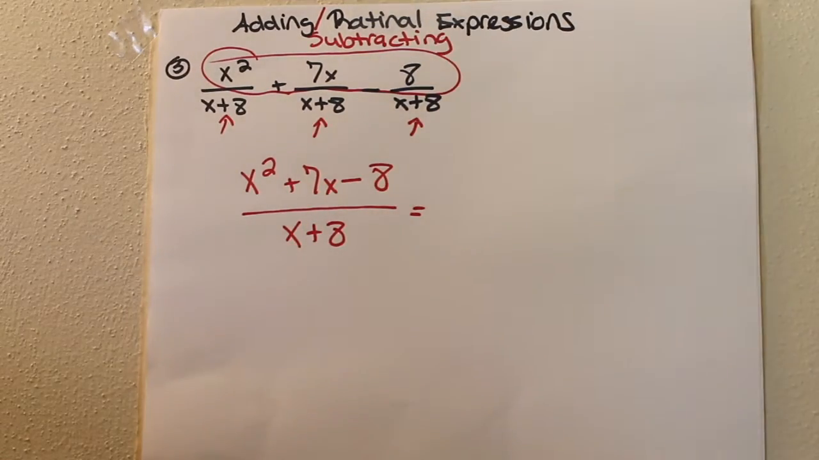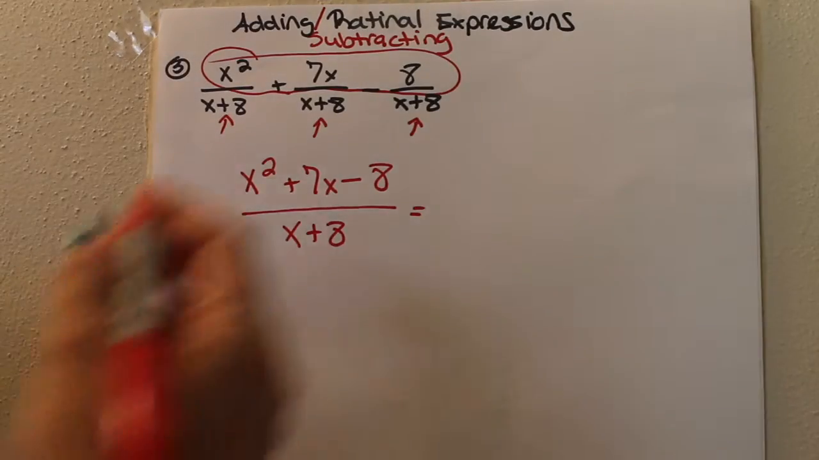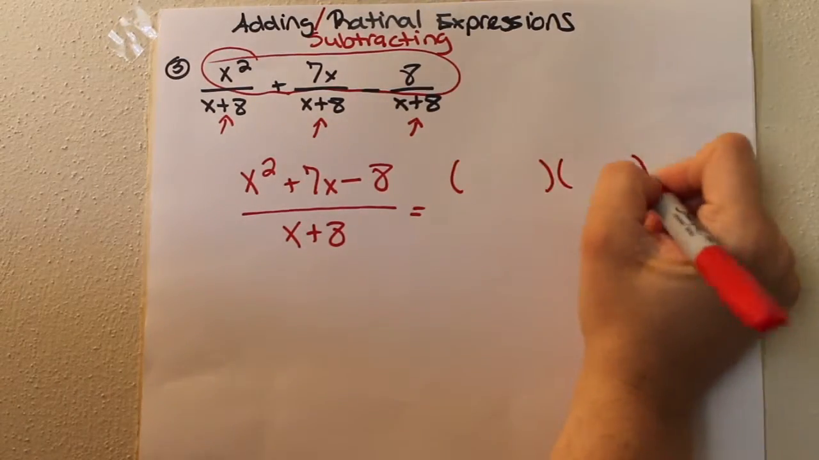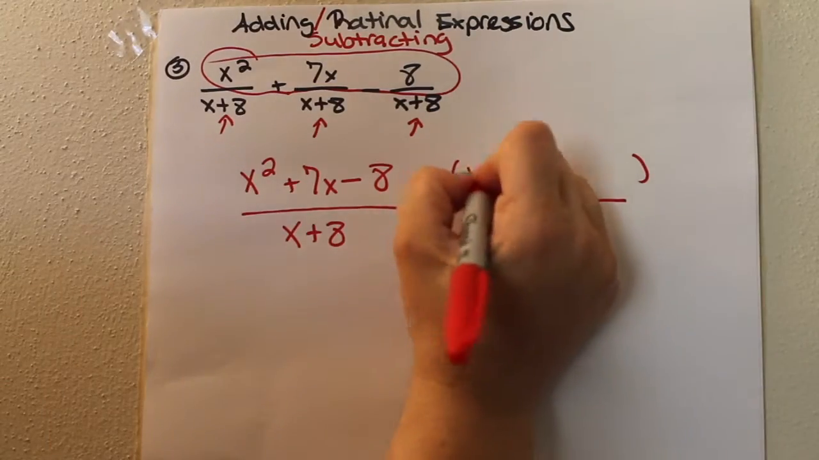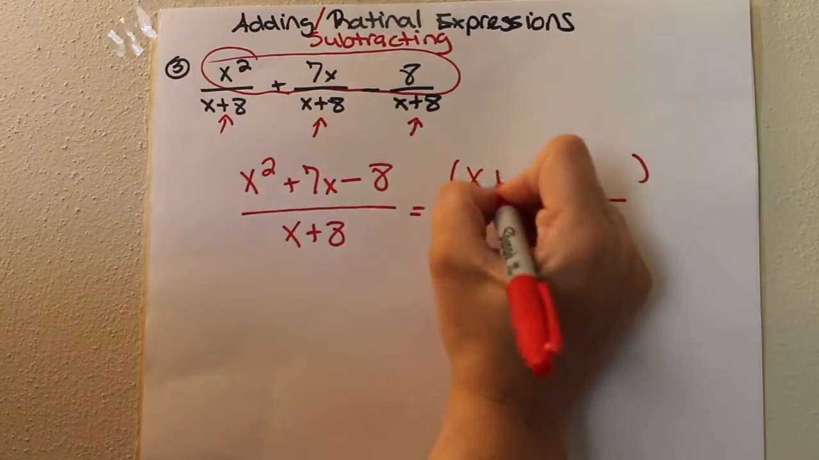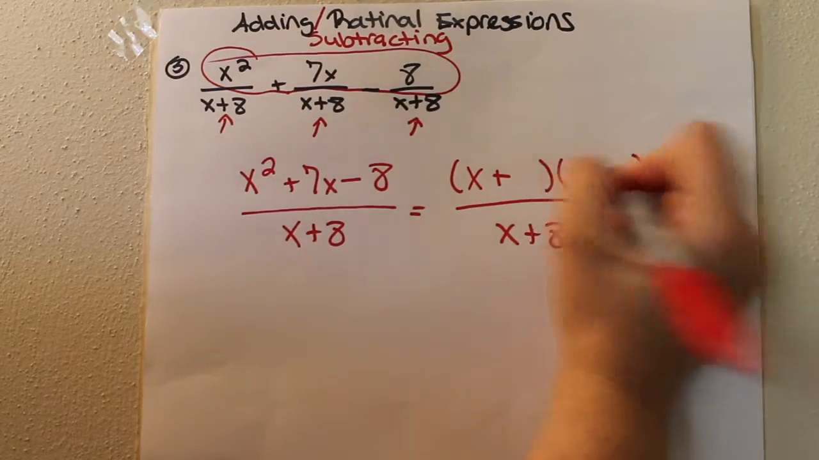But what I do want to do is check to see if I can simplify. I see the numerator looks like I may be able to factor it, so we can check. x squared leaves me with x and x. Positive sign comes down. A positive times a negative is a negative.